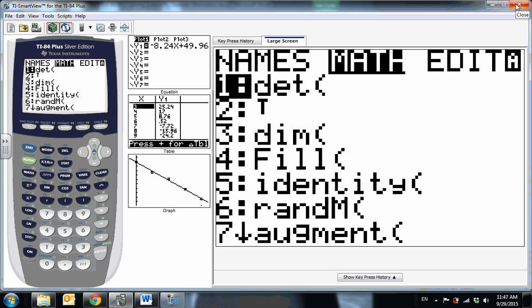Okay, well, you try it. Arrow down until you see B, and it's going to say RREF. Where it says RREF, press enter. Then you need to put in the matrix there. So you need to do second and go get your matrix A.